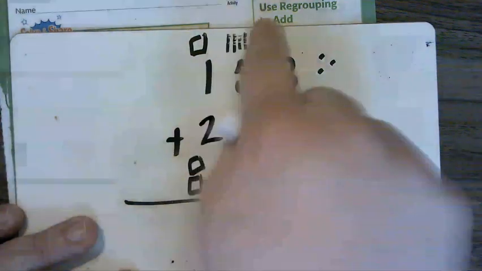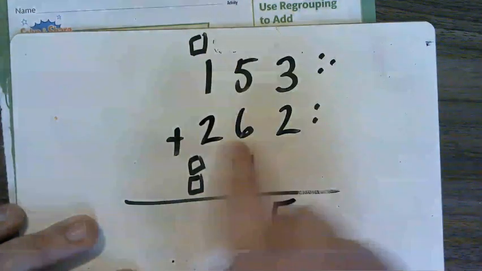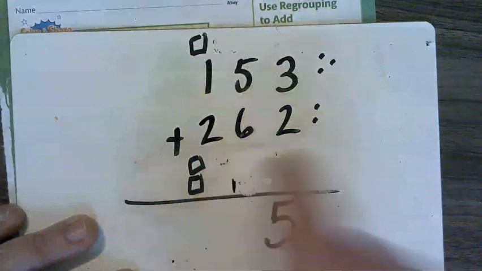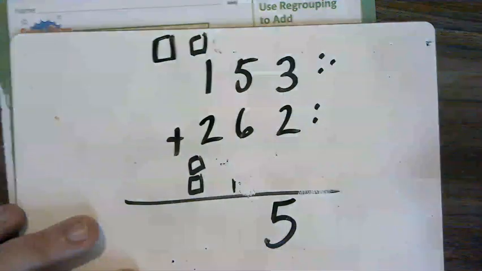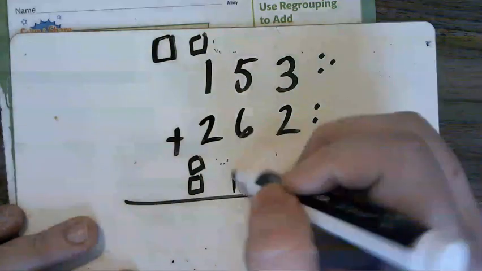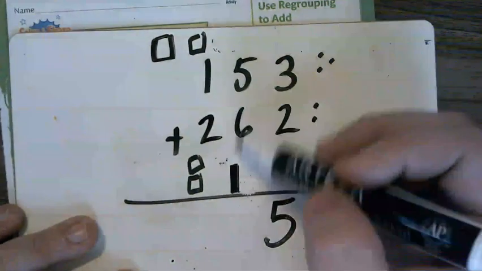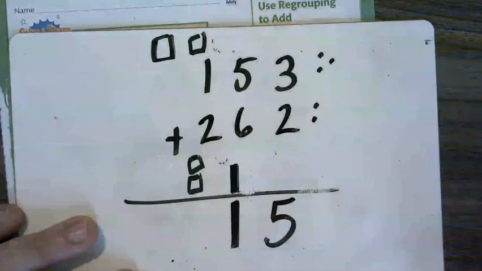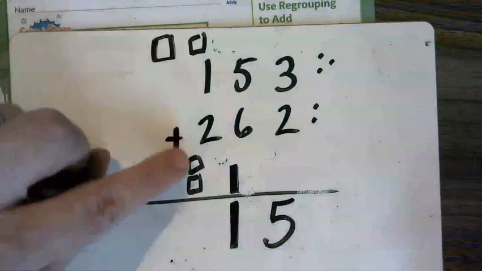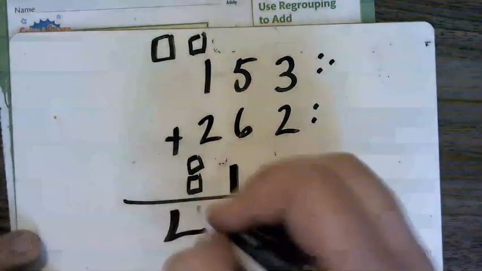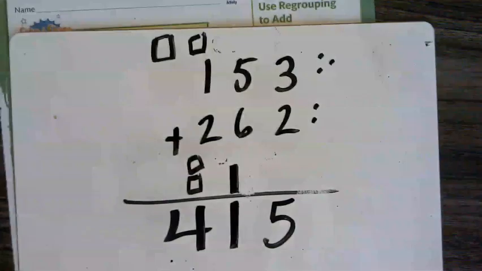Well, I need to take these 5, and then I need to take 5 more. 5 and 5 is 10. I'm going to turn that into a flat and bring it over here. Well, when I do that, how many of my straights do I have left? Well, there's only one of my straights left. And now how many flats do I have? 1, 2, 3, 4. So my answer would be 415.